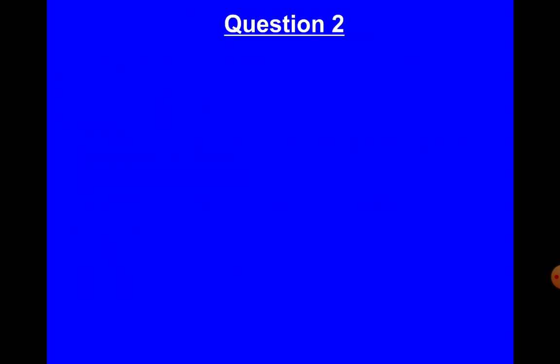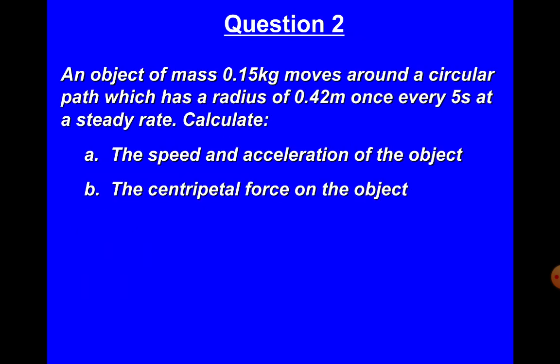Okay, another question. Let's see if you can calculate this one. Just some practice. An object of mass 0.15 moves around a circular path which has a radius of 0.42, once every 5 seconds at a steady state. Calculate the speed and acceleration of the object, and the centripetal force acting on the object. Pause the video, try to calculate.